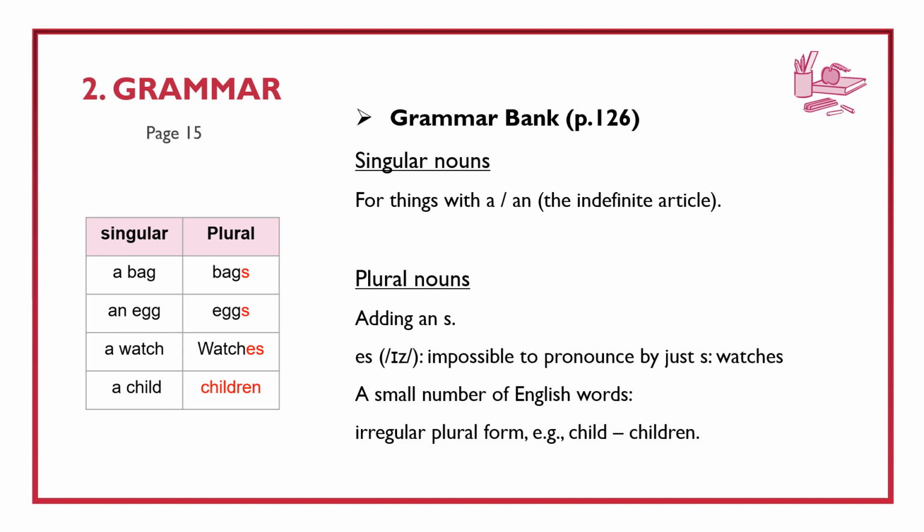2, 3, 10, 100, 1,000, etc. That's a plural noun. Or an umbrella, that's one, but then we have two umbrellas. Yeah, we add S to make it plural. Then we have a watch, and then two watches. So as you see here, we add ES instead of S. I will explain why we do that. And for the last one, we have a dictionary and two dictionaries. Good. So now let's go to page 126, Grammar Bank 2A, and understand some of the details.